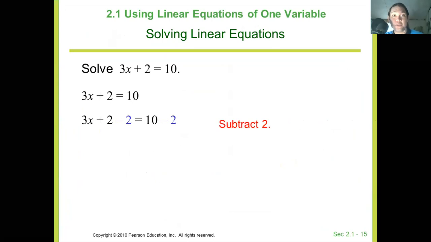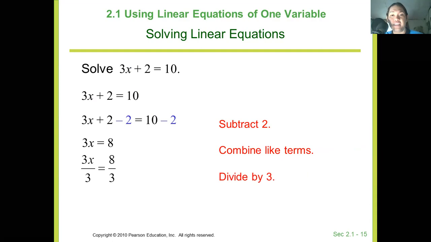So we subtract 2, applying the subtraction property of equality or addition property of equality. Then we have 3x plus 2 minus 2 is equal to 10 minus 2. And that gives us 3x is equal to 8 by combining like terms. Then, dividing both sides by 3, it gives us x is equal to 8 over 3. So that's our proposed solution.